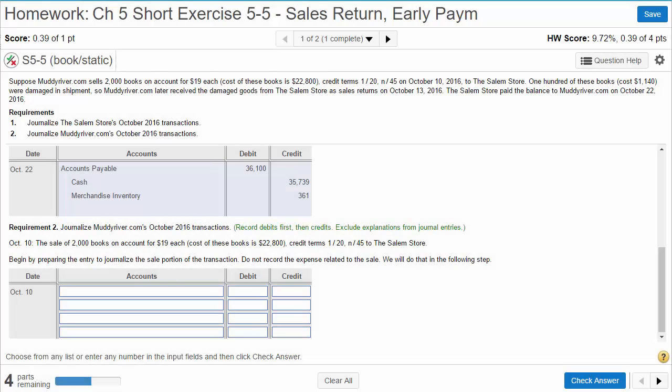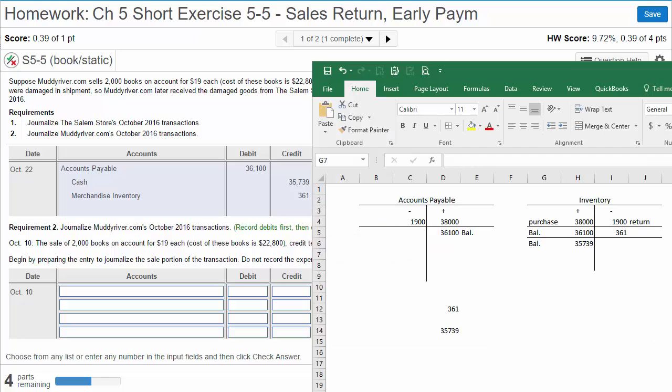Short exercise 5-5. We are now going to be doing the same transactions, but this time for the seller. Back to my scratch sheet. I neglected to label this stuff. Always label your scratch paper so you know exactly what is what, otherwise it can get confusing later on.